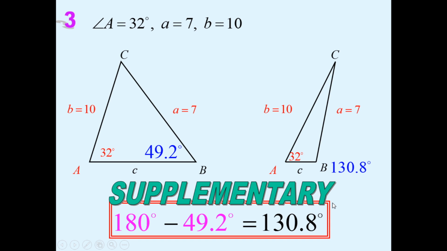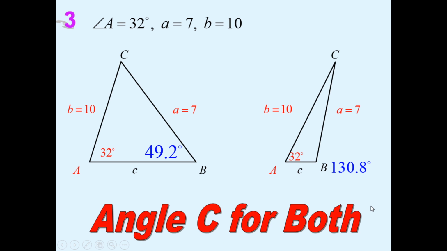Another way that I can explain it is because they're supplementary. Supplementary angles mean the sum of the two angles is always 180. And now let's find out angle C. In order to find angle C, you want to use the triangle sum theorem. 180 minus 32 minus 49.2. And this one too, 180 minus 32 minus 130.8, you'll get 17.2.